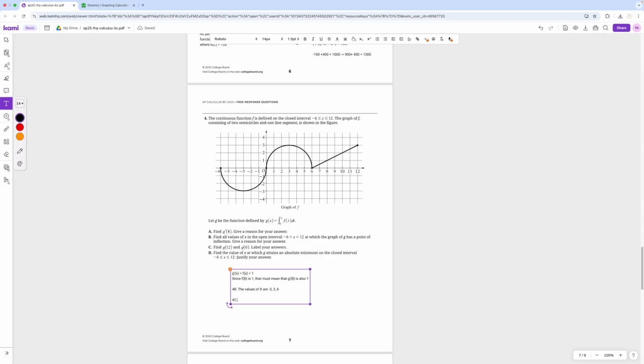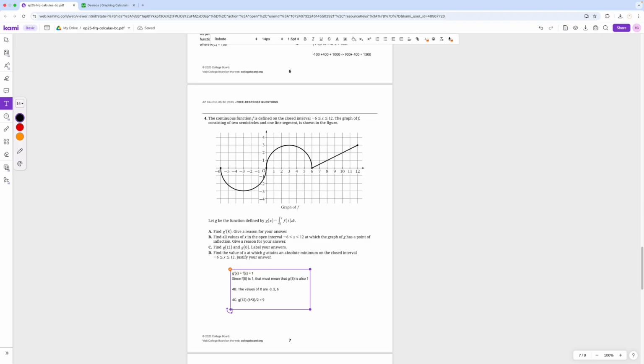Now we're doing 4c. Find g of 12 and g of 0. Well, how do we do this? We know that g of x is equal to this, so g of 12 is going to be equal to the integral of f of t from 6 to 12. Well, from 6 to 12 is just a triangle. So we have a base of 6 times a height of 3. So 6 times 3 divided by 2 is equal to 9. That means g of 12 is equal to 9.